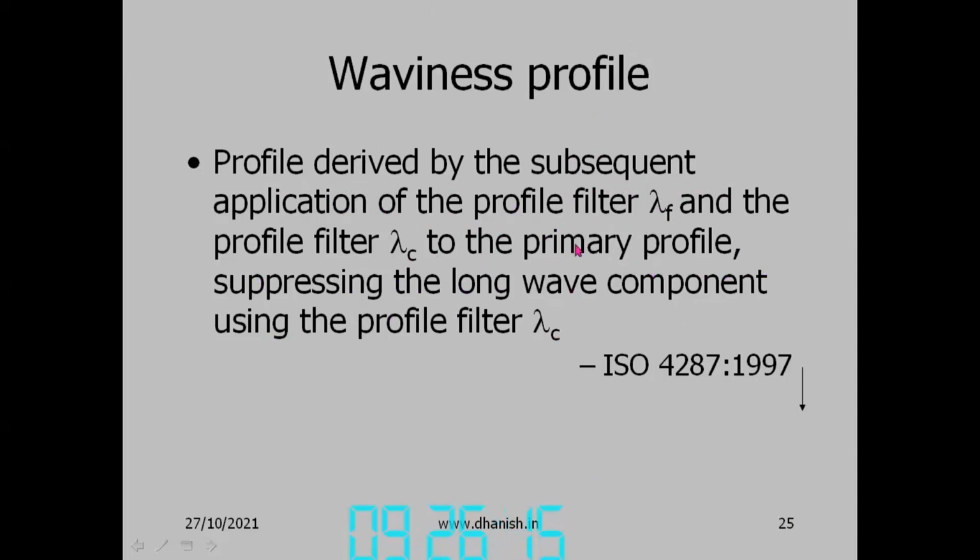The language in the standard is complex. Profile derived by the subsequent application of profile filter lambda f: first you remove wavelengths greater than lambda f, then apply lambda c to the primary profile, suppressing the long wave component using the profile filter lambda c. So wavelengths smaller than lambda c are also suppressed. What remains is the waviness profile.